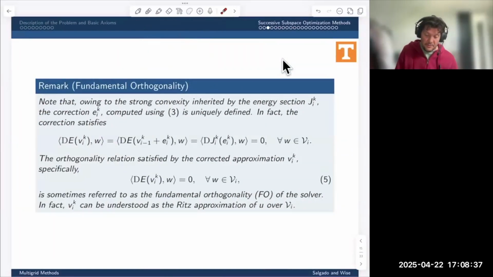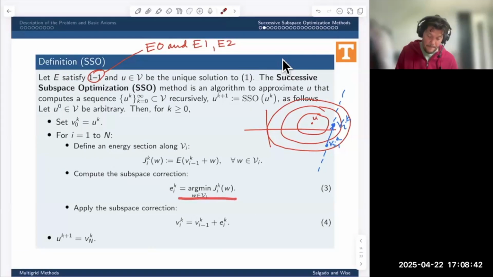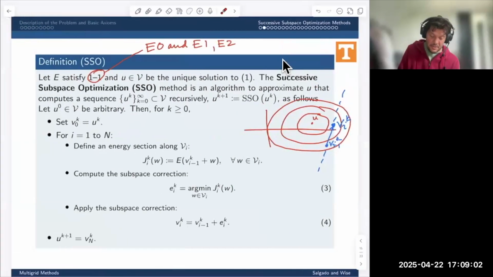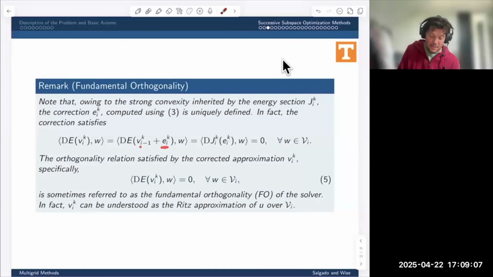All right, so when I do this step here, when I solve for that guy, I'm really solving a problem which looks like that, involving the energy section. I'm doing a derivative, I'm setting that equal to 0, I'm solving for that correction. But that actually can be rewritten in terms of the energy, because J is written in terms of the energy. When I add the correction on to the previous one, that just gives me V_i^k. So what we're saying is V_i^k satisfies this equation here.